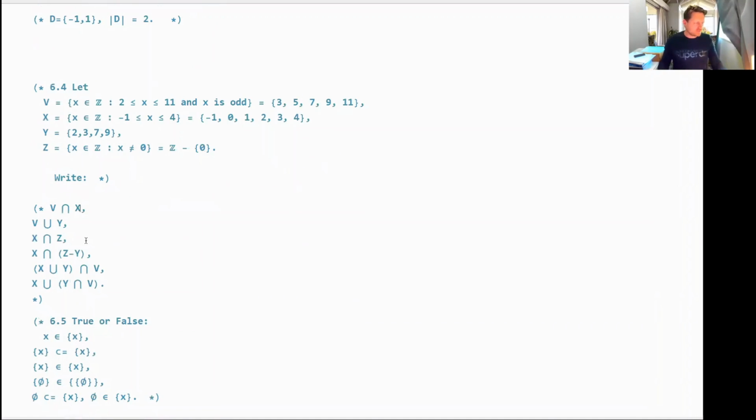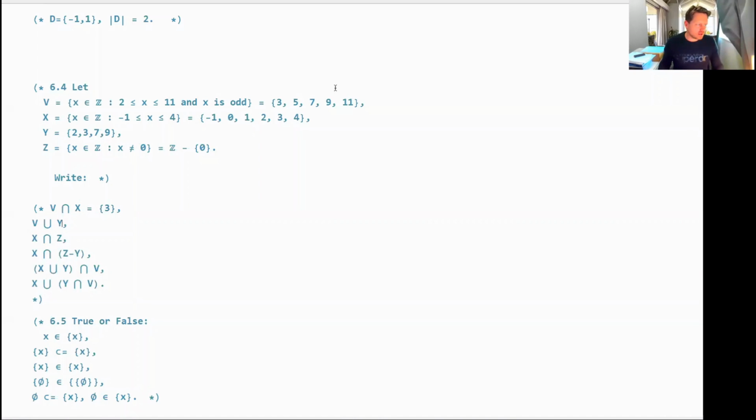So the intersection of X and V, right? So that's the common elements in both of these sets. So we see this one starts with 3, so the intersection there is 3. Hang on, have I got this right? Let me look at my notes. Yeah, it's just 3. Okay, so I've written those sets down correctly. All right, so the intersection of that, V and X, is just 3, a set containing 3.